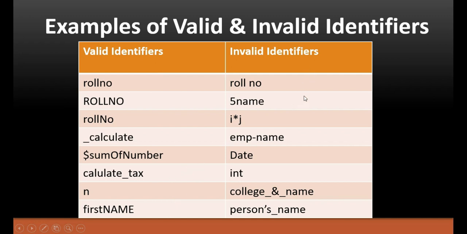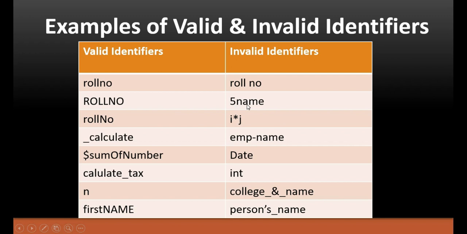Next column is invalid identifiers in Java. So a few examples of invalid identifiers are given in this column. You can see in this roll number, I have given a space. So this is an invalid identifier. You cannot give space between two words. You can use underscore, but you cannot give space.